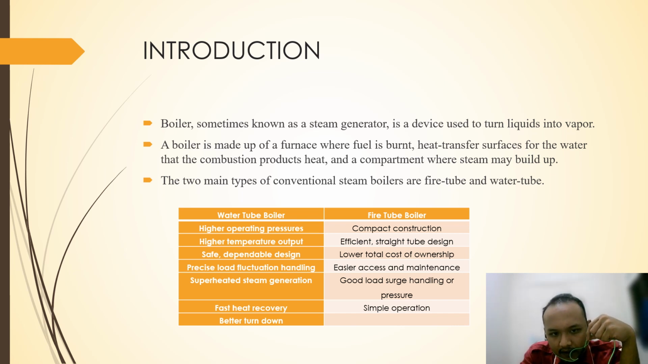The comparison between the water tube boiler and fire tube boiler: water tube boiler has higher operating pressures, secondly higher temperature output, safe dependable design, precise fluctuation handling, superheated steam generation, fast heat recovery and better turnaround. For fire tube boiler, it is compact construction, efficient straight tube design, lower total cost of ownership, easier access and maintenance, good load surge handling or pressure, and lastly simple operation.